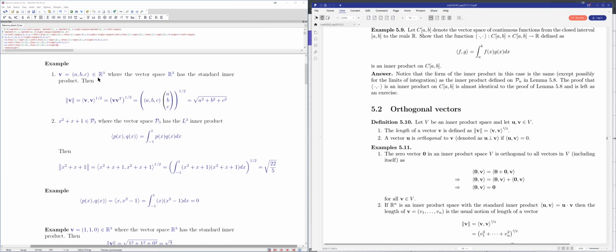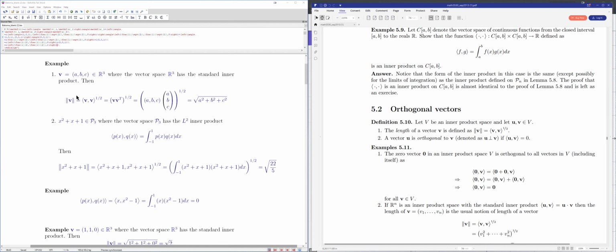For example, if I have the vector space R3 where I'm using the standard inner product, then according to this definition, the length of an arbitrary vector (a, b, c) in R3 would be the inner product of the vector with itself, and you take the square root of that. The inner product here is the standard inner product, which is just the dot product, and we saw already that we can calculate the dot product this way: row vector times the row vector transposed.